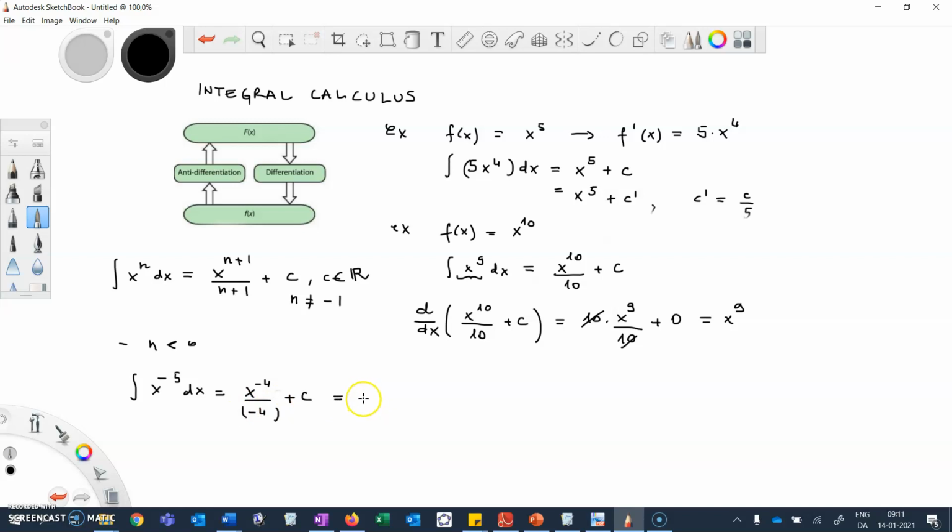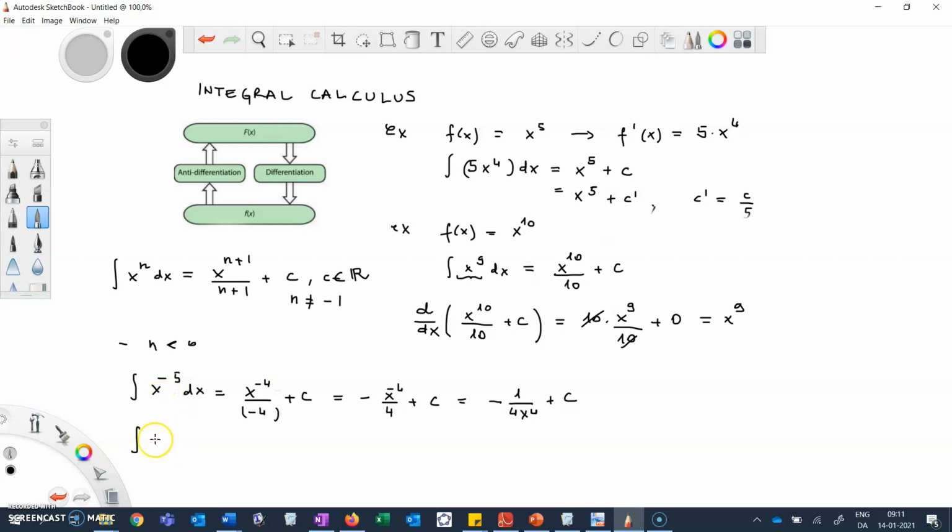So I can write it as, I bring this minus in front of my fraction. So I'm going to have minus x to the power of minus 4 divided by 4 plus c. And I can also rewrite this, if I want, instead of having x to the power of minus 4 in the numerator, I can write it in the denominator. So I'm going to have minus 1 over 4x to the power of 4 plus c. These are all equivalent ways of writing this result. And again, I could check this result by deriving it and getting the integrand function.